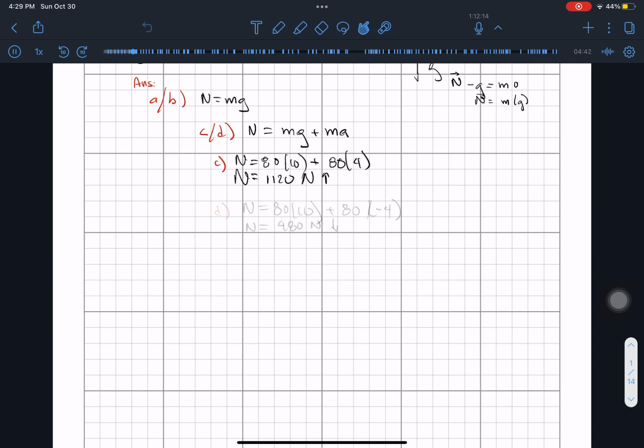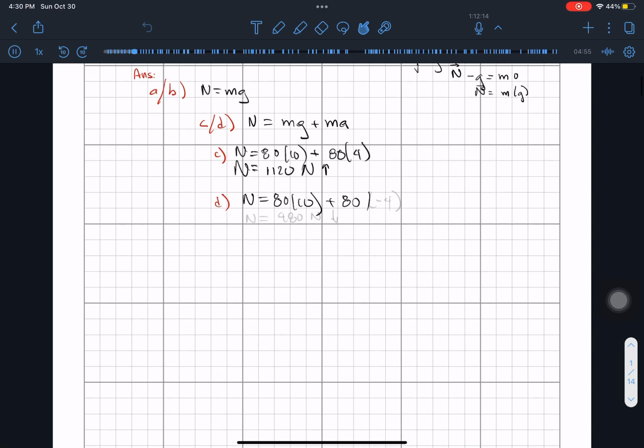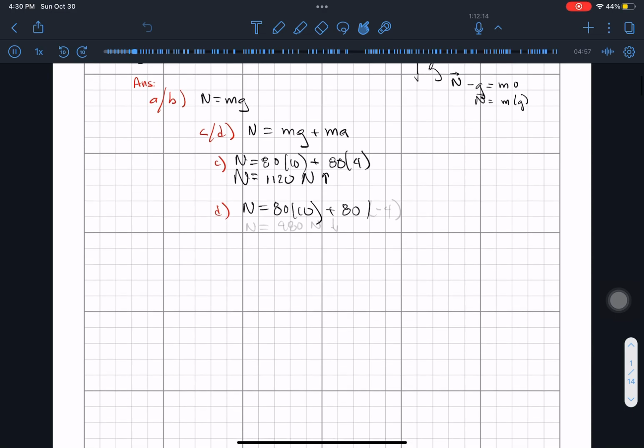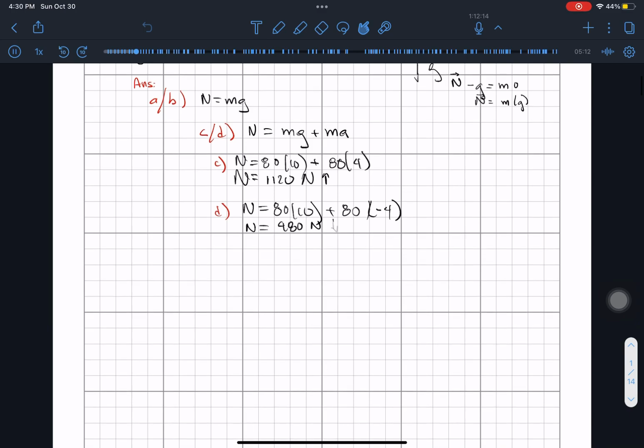Now for D, we do the same. D is equal to 80 times 10 plus 80, but this time times minus 4 because the acceleration is negative. So as a result, the normal force is going to be 480 newtons going down.